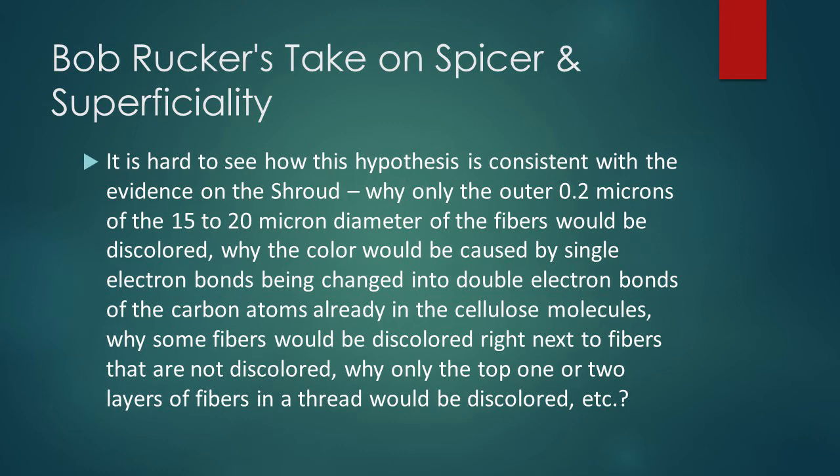Why some fibers would be discolored right next to fibers that are not discolored? So that's that mottled appearance. Why only the top one or two layers of the fibers in a thread would be discolored? So that's superficiality. He's questioning on the thread level, right? Only the top 2 to 3 fibrils are colored. And of the fibrils, only the primary cell wall is colored. So Bob seems to be questioning this mechanism, Spicer and Totten's ability to account for this feature.